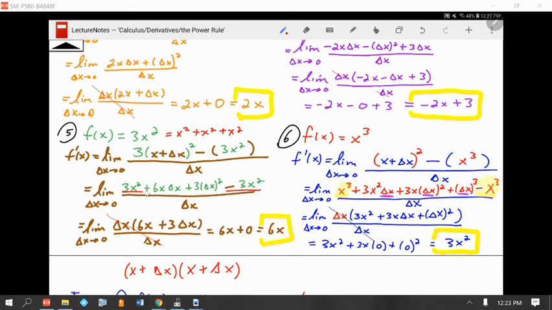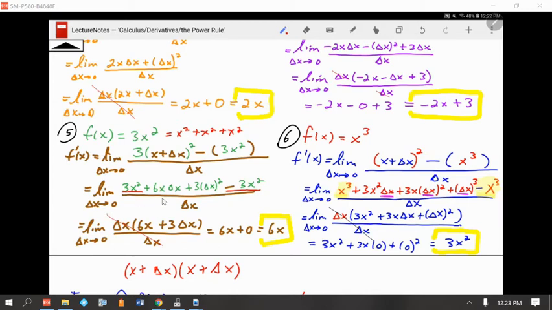Minus 3x squared, so you notice that the 3x squareds go away because they don't have a delta x term. That will always happen. If you have a term without a delta x and it doesn't cancel out on its own, you made a mistake. Okay? The terms without the delta x will always cancel out on their own, always.